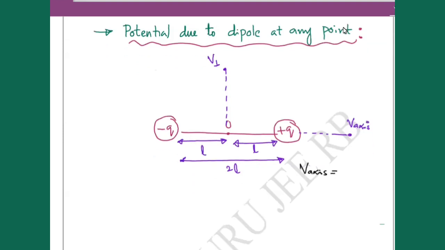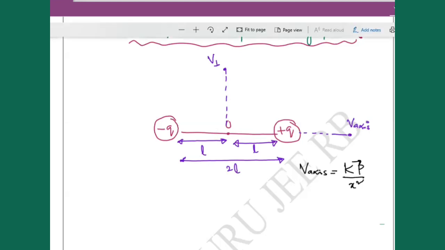V on the axis, what we got? Kp by x square. Very good. Kp divided by x square. Right. So this is nothing but on the axis. Why? On the axis. Is it clear? On the axis. Fine.